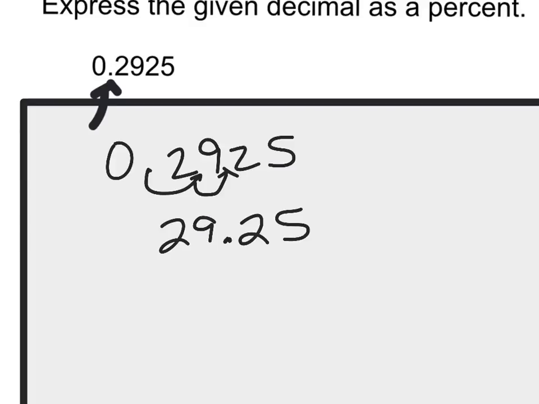And you can just drop off that 0 in the front. Theoretically, it wouldn't really be wrong if you left it as 0.2925, but we don't write it that way. So step 1, move that decimal over two places to the right. Step 2, add a percent. And there you have it. You've turned 0.2925 into a percent.